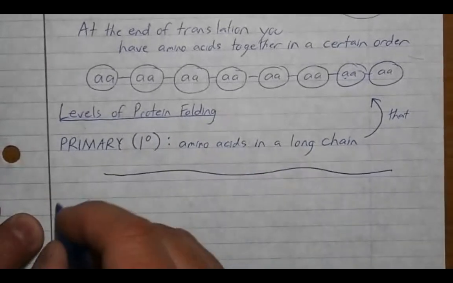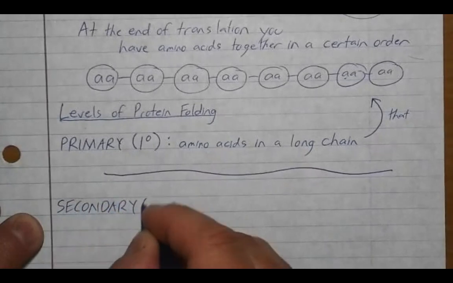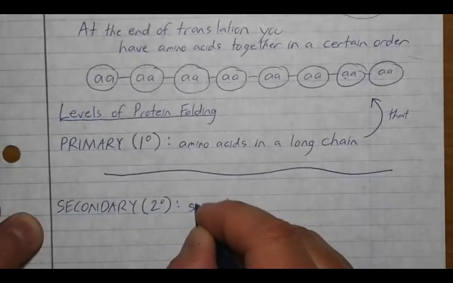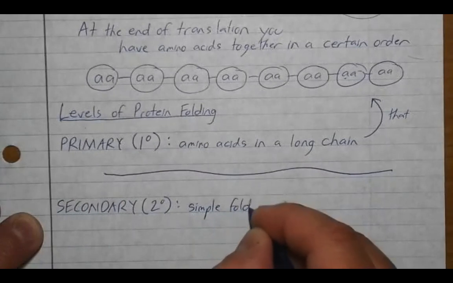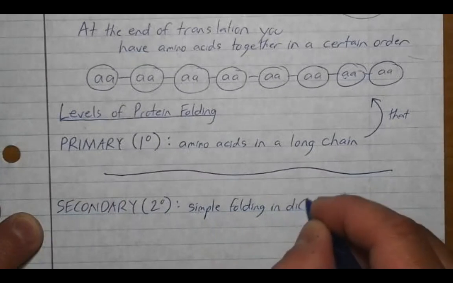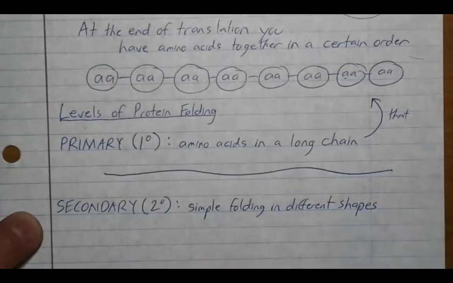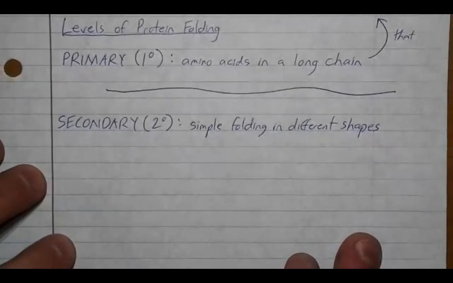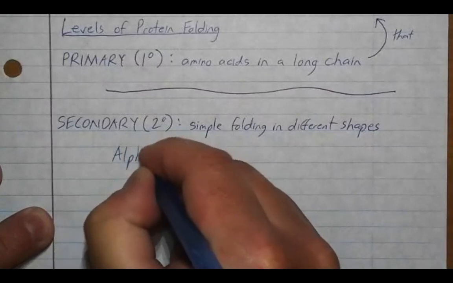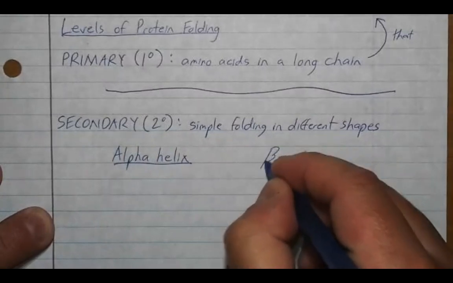Okay, next you get secondary, which is 2 with a little circle. And what happens at secondary? You get some simple folding in different structures or different shapes. And there's basically 2 different shapes that it folds in when it first starts to fold up. You get something called an alpha helix, and you get something called a beta sheet.